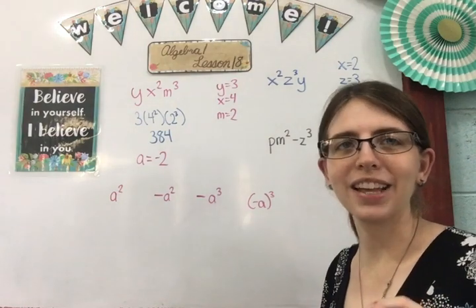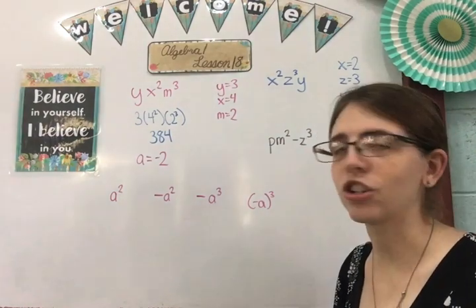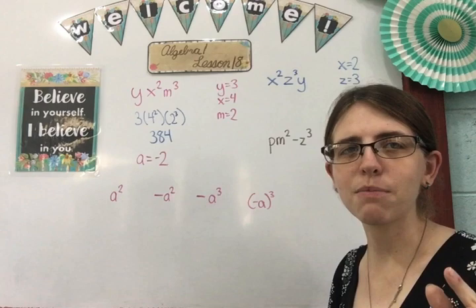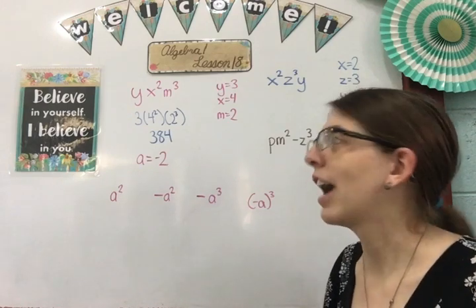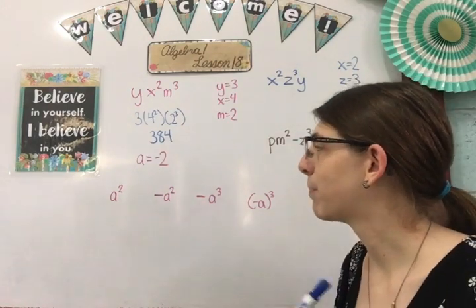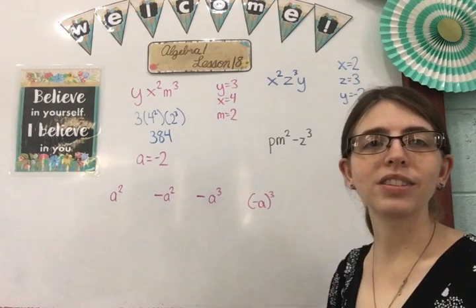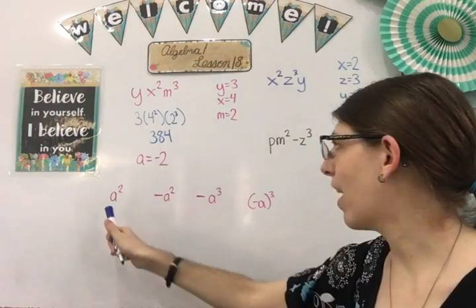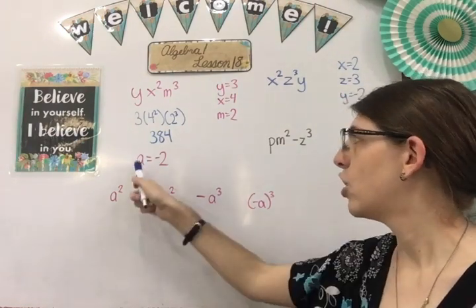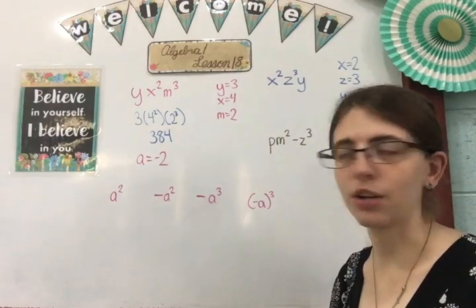When I have negatives thrown into the expression, that just makes it slightly more tricky. I have to be more careful. I have to include more parentheses. So let's say I have a equals negative 2. I want to evaluate each of these expressions knowing that a stands for negative 2.